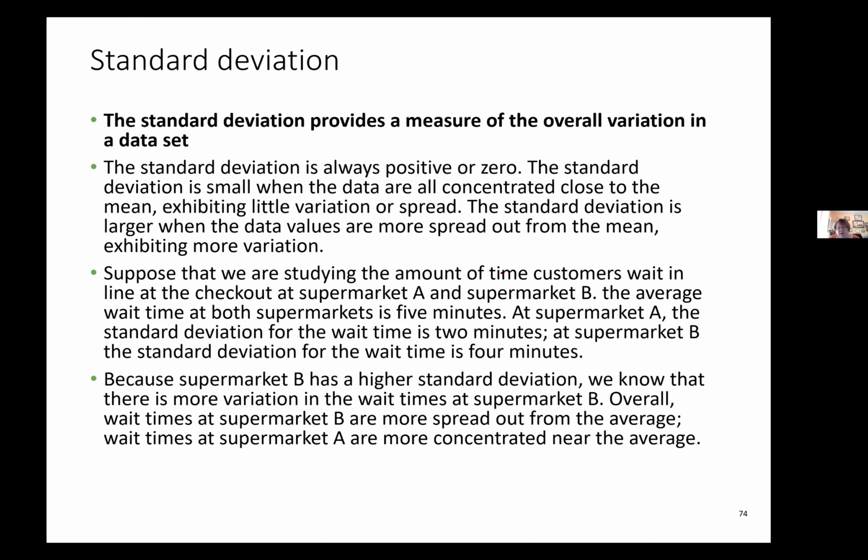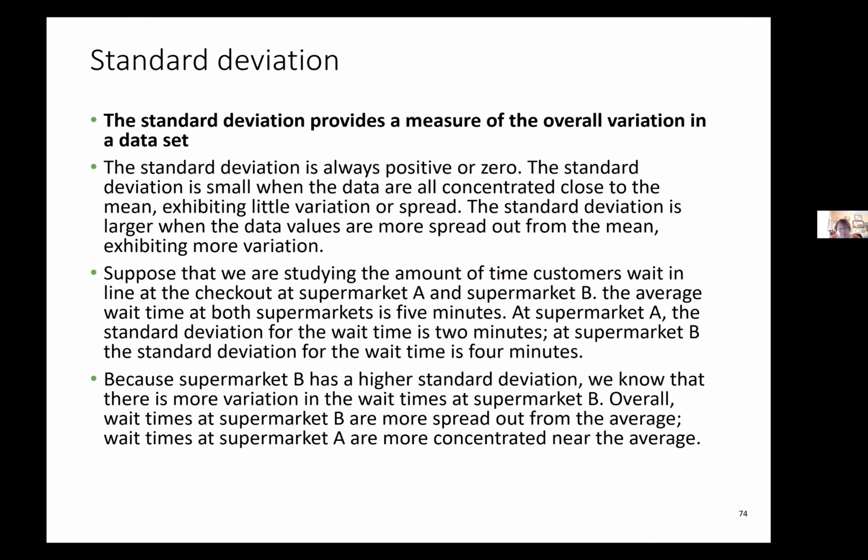So suppose that we are studying the amount of time customers wait in line at the checkout at supermarket A and supermarket B. The average wait time at both supermarkets is 5 minutes. At supermarket A, the standard deviation for the wait time is 2 minutes. At supermarket B, the standard deviation for the wait time is 4 minutes. So since the standard deviation for supermarket B is larger than at supermarket A, you're getting more variation in the wait time.